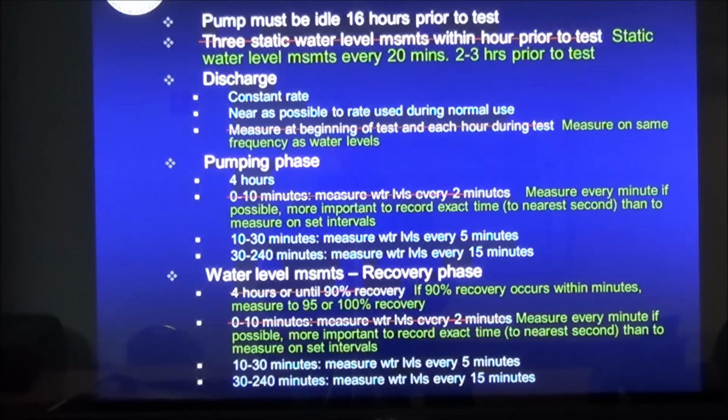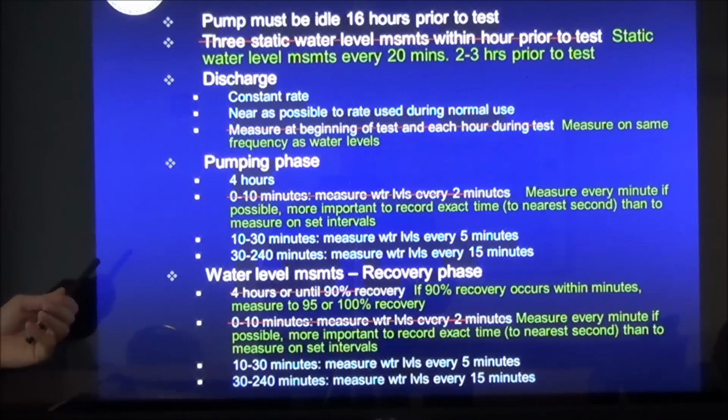It's a little bit easier if the flow meter is near the wellhead where you can see it while you're measuring water levels. But if you can't get them on the same frequency, at least more than 4 times during the test is better. So for the pumping phase, once again, 4 hours.